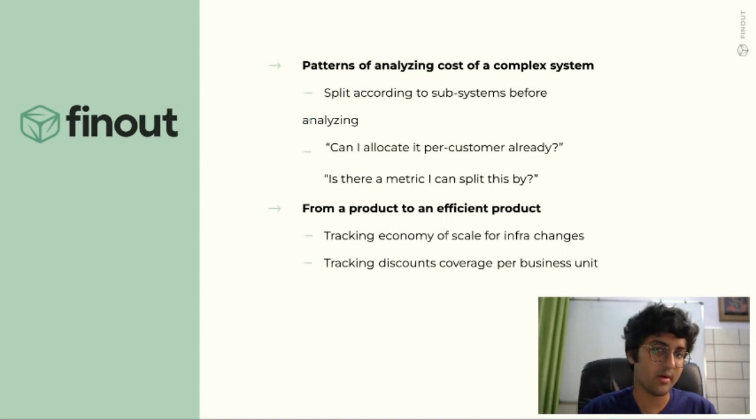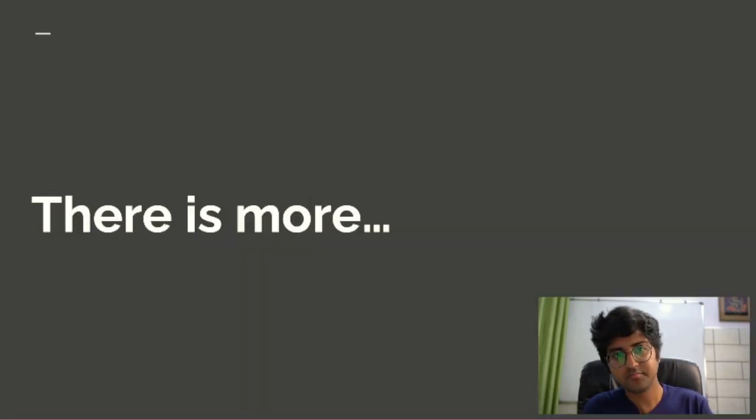Is there a metric that you can split it by? And from a product to an efficient product, take economy of scale for infra changes, tracking discounts, coverage per business units, and so many other things. So this will help you in understanding which customer is more valuable, spending more with your company, and which is spending less with your company. There's a lot more, we can talk on and on about this.